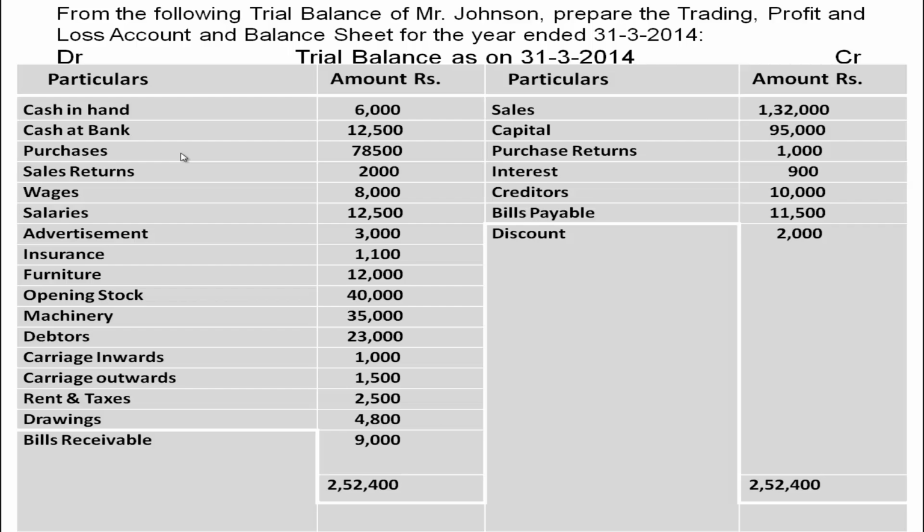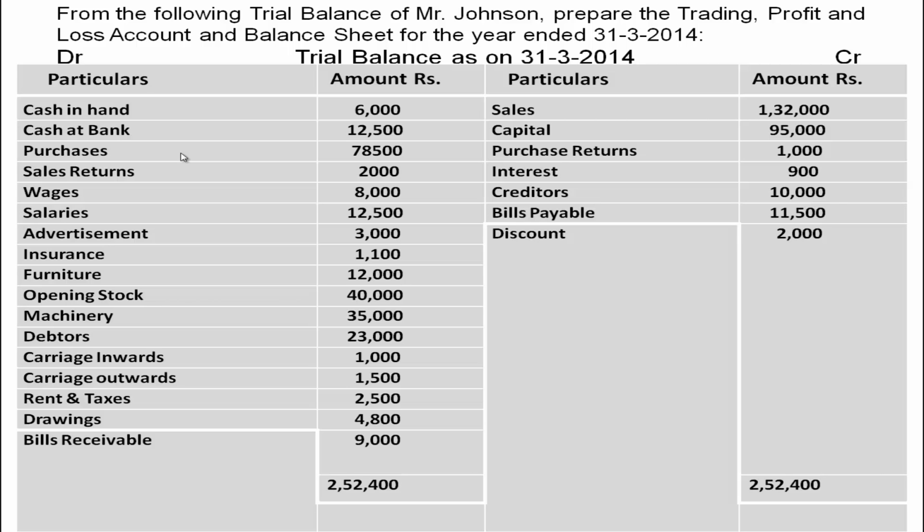So we have an entire trial balance of Mr. Johnson's Private Limited, or whatever the company name is. This is the firm's trial balance and we have to prepare the trading account, then the profit and loss account and balance sheet for the year ended. First we go through this trial balance and then start preparing the trading and profit and loss account. So we start from the debit side.